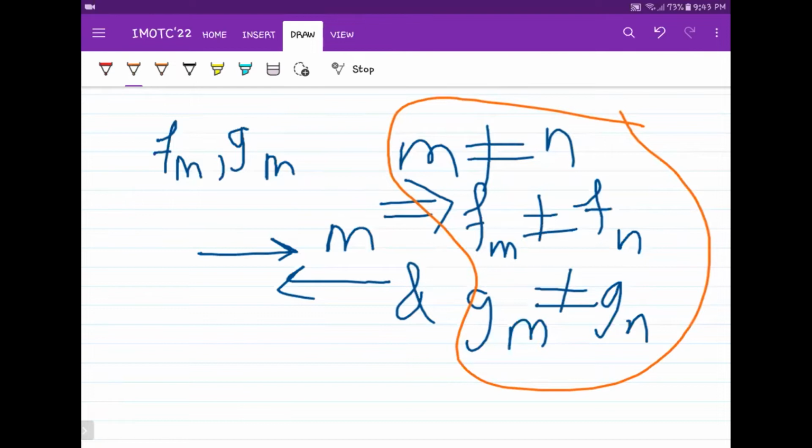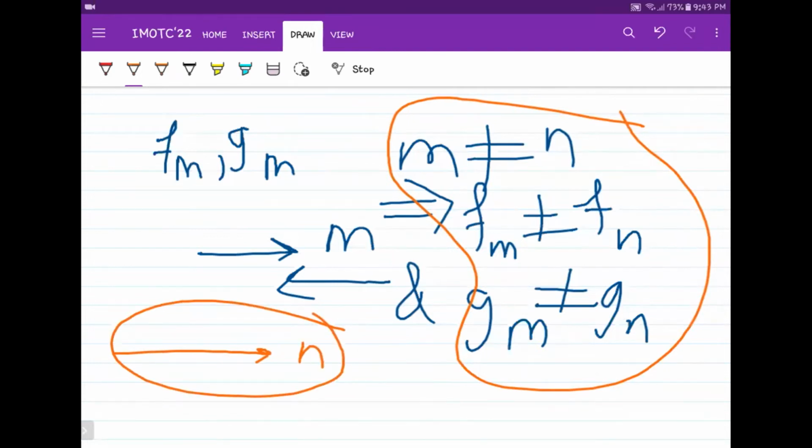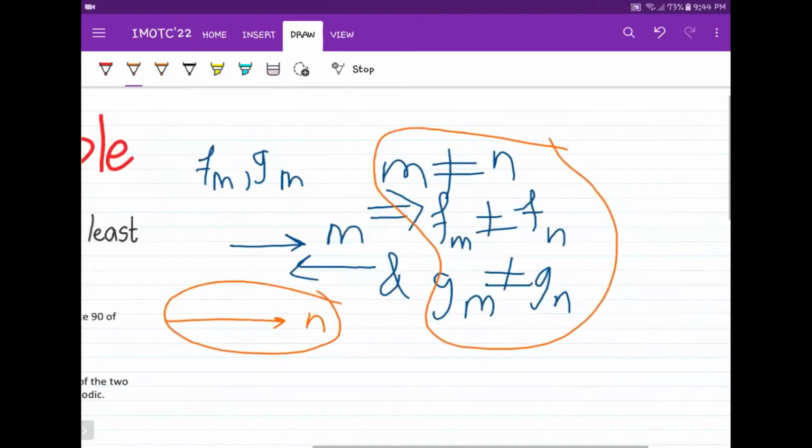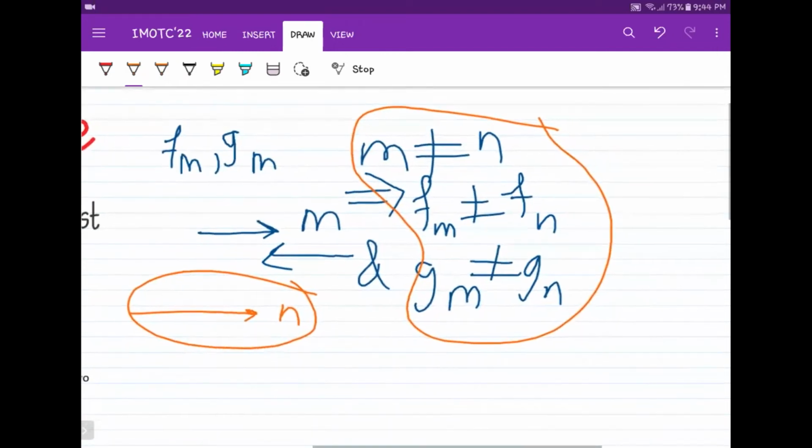If n is greater than m, then we have this sequence first and then we add n to it, and this will have one extra. This clearly follows. Now think about how many possible lengths we have. FM, GM can take how many different values? And we have a total of only 101 things. So see if we can get some contradiction by this. By contradiction, see how we can use the Pigeonhole principle here.